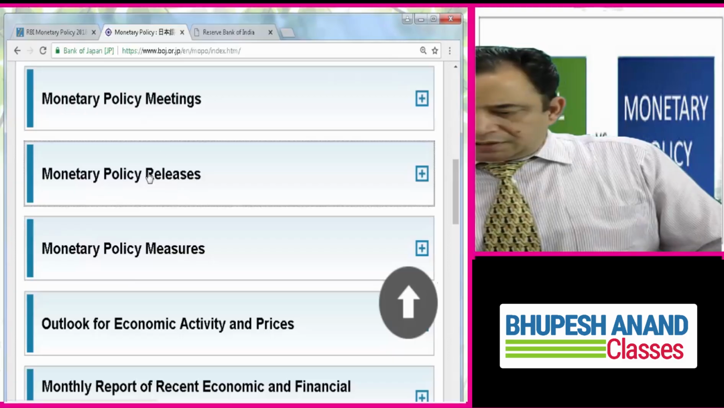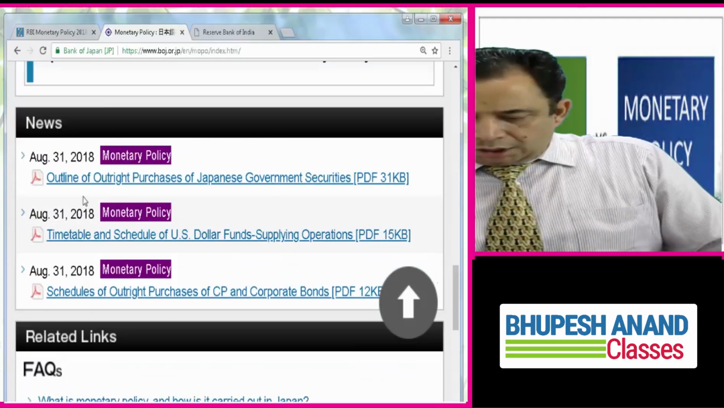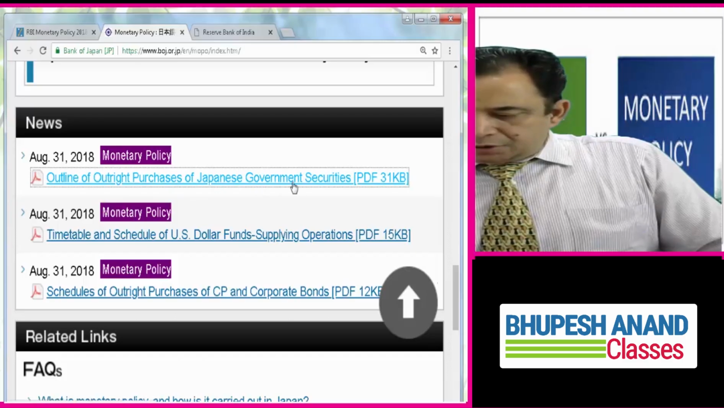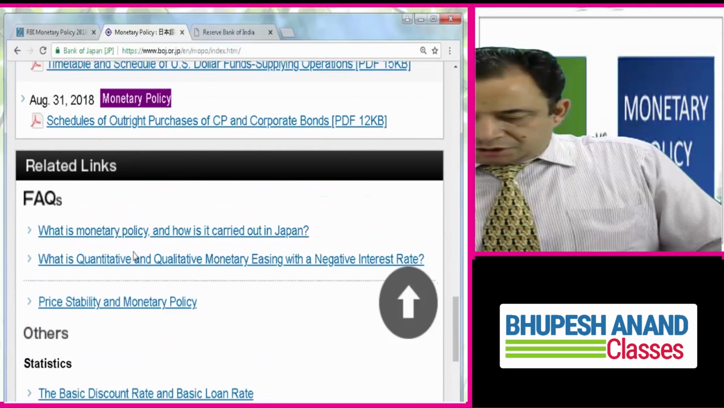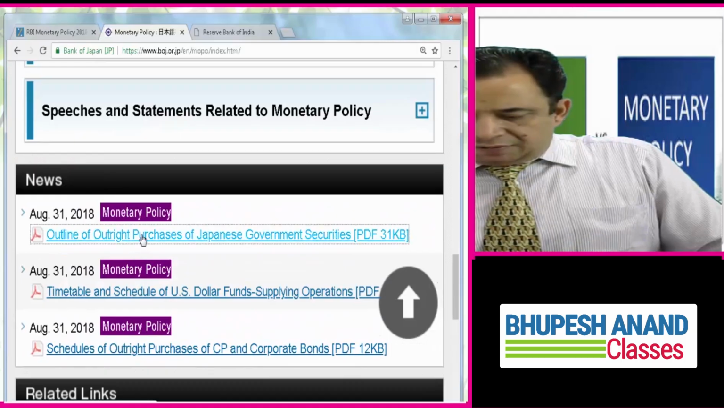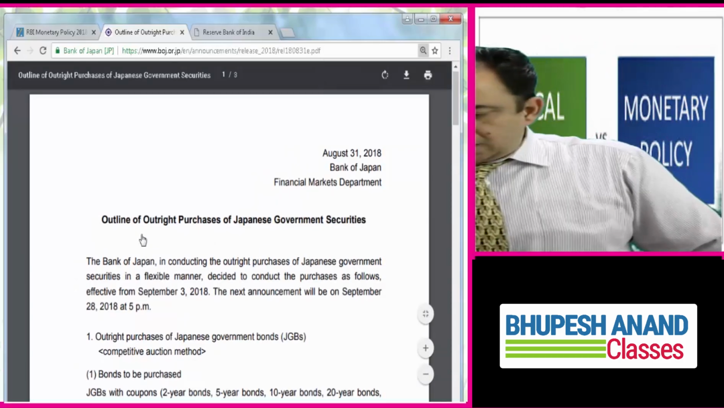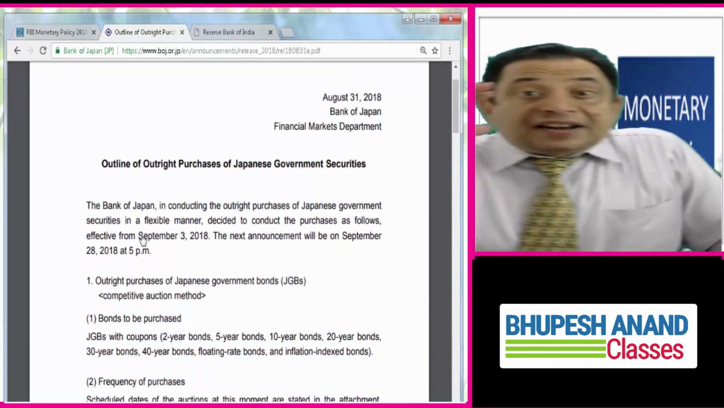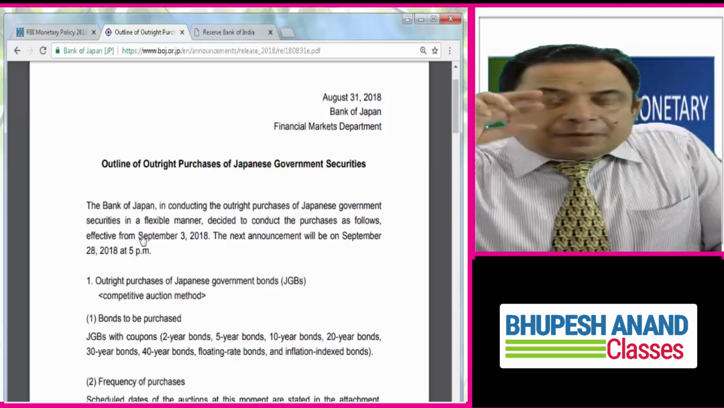Monetary policy, releases, monetary policy meeting. Okay. Outline of outright purchase of Japanese government securities, monetary policy. Just see. Okay, they have purchased some securities. So this is the outline of outright purchase of Japanese government securities. It relates to open market operations. So with the help of open market operations, we can implement monetary policy.